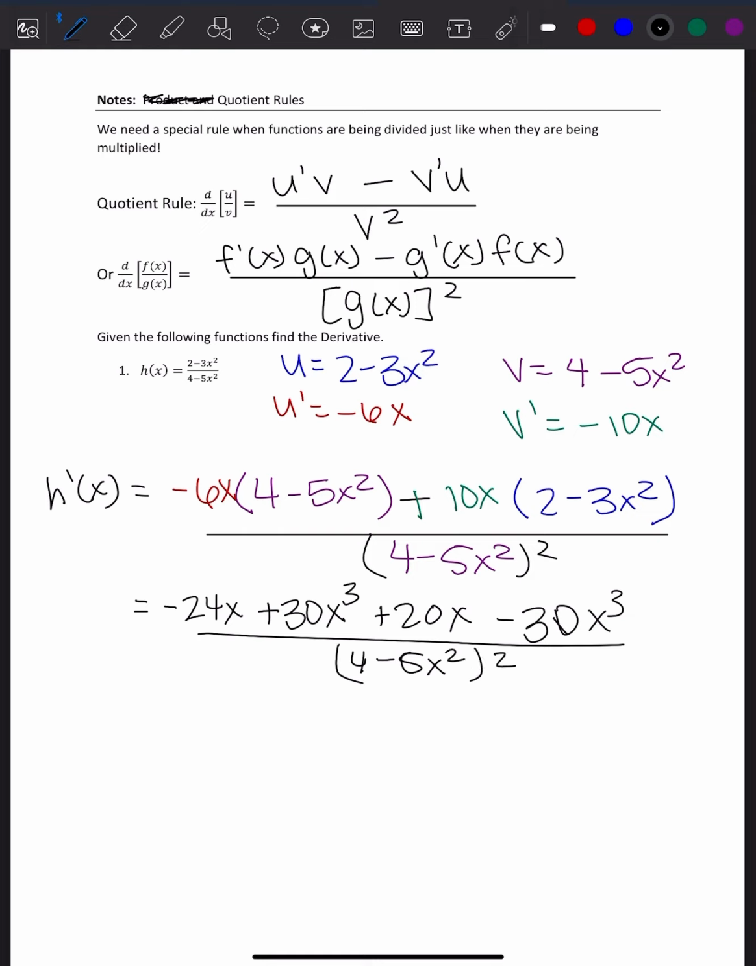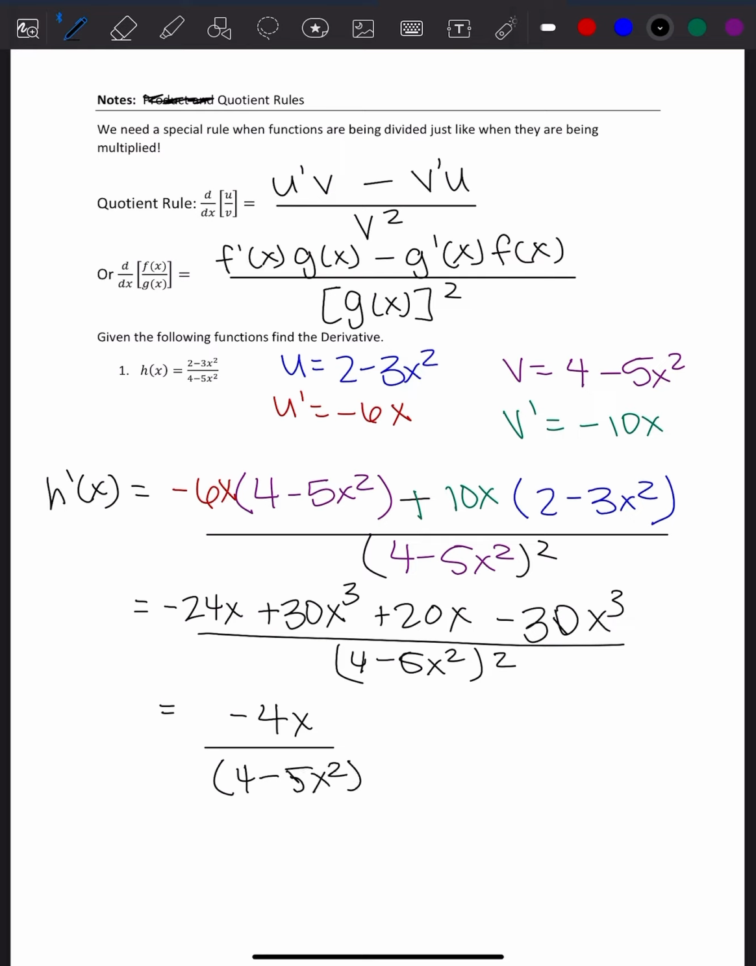So looking at this, I can go ahead and simplify what I have. I have negative 24x, and I'm adding 20x to it, so we have negative 4x. I have 30x cubed, and I'm subtracting 30x cubed, so that is realistically all I have in my numerator.